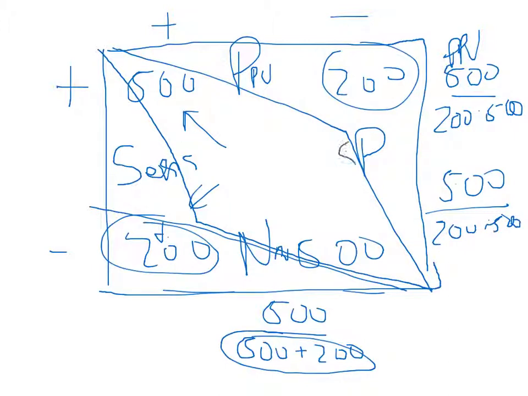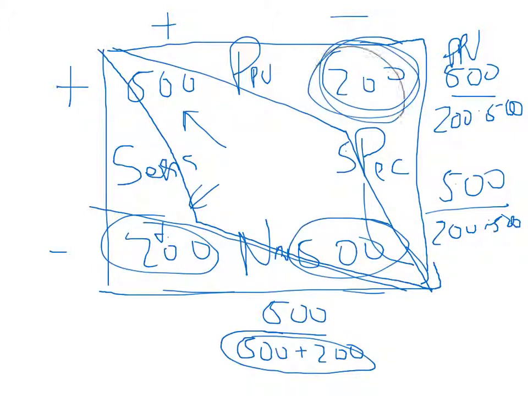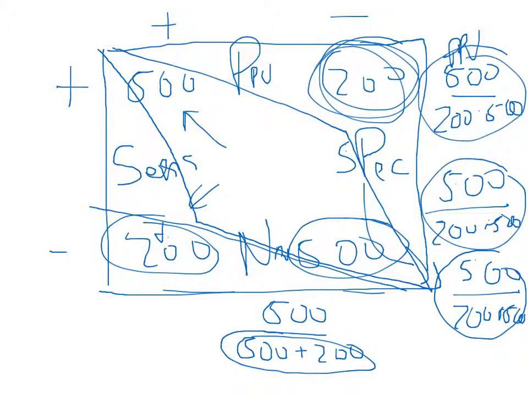And same thing for specificity over here. So you have the thin end over here and the thick end up here. So it's going to be 500 over 200 plus 500. And I know these all came out to the same number, but that's it. It's the easiest way to do it.